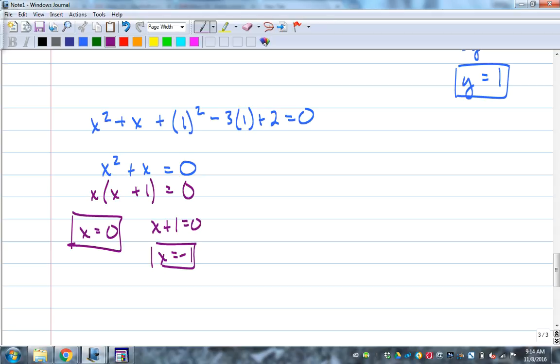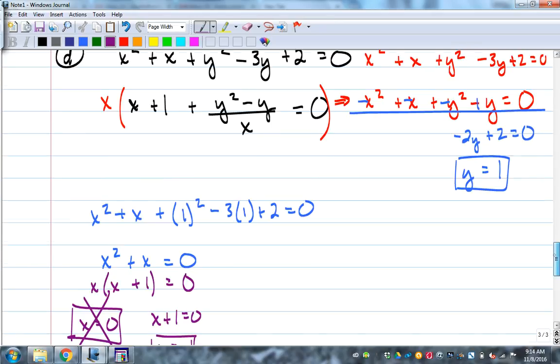Why the 0? What is the weird part about the original problem? Yeah, and what's the only number we can't divide by? 0. So that's why we're going to throw that out.